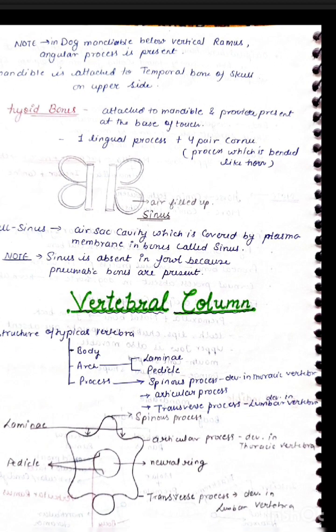It is attached to the mandible and present at the base of the tongue. The hyoid bone provides the basis for the tongue so that it can move. There is one lingual process plus four cornua present, a process that is bent and looks like a horn.